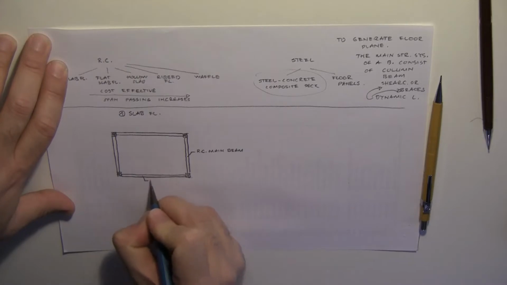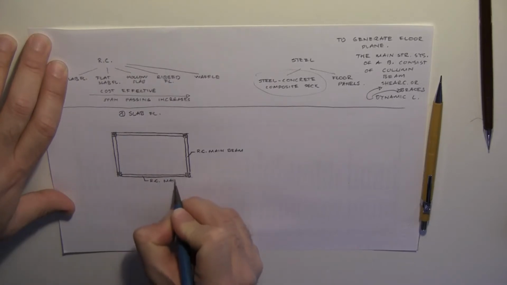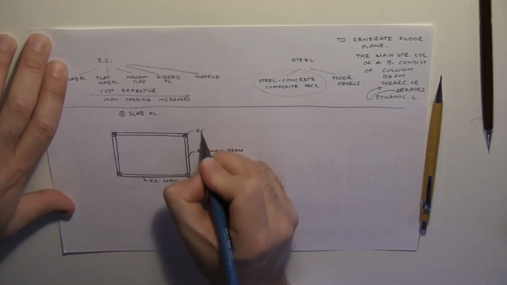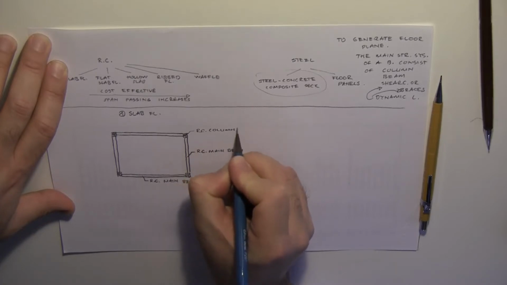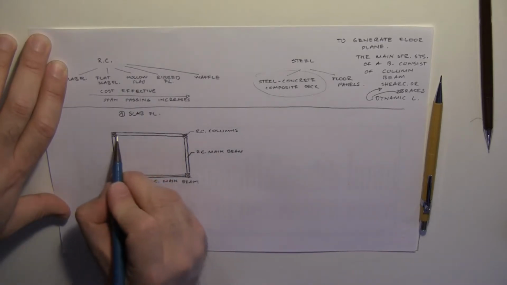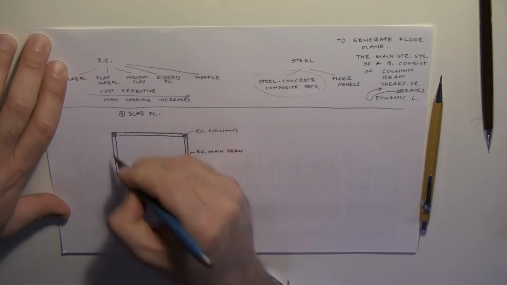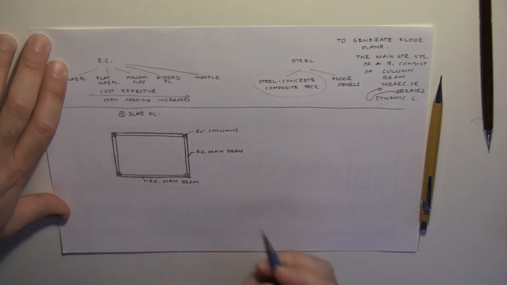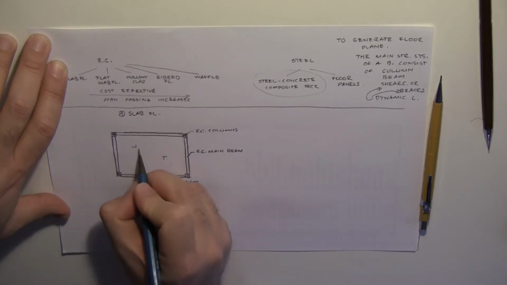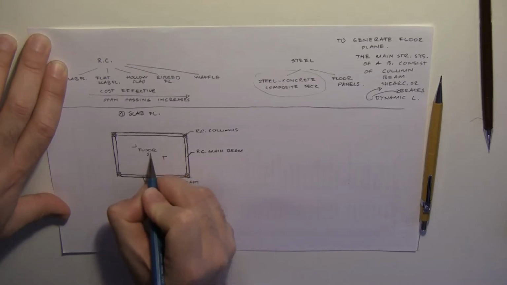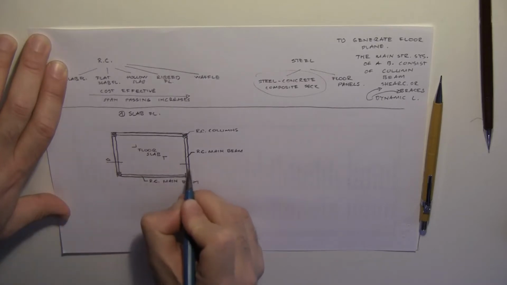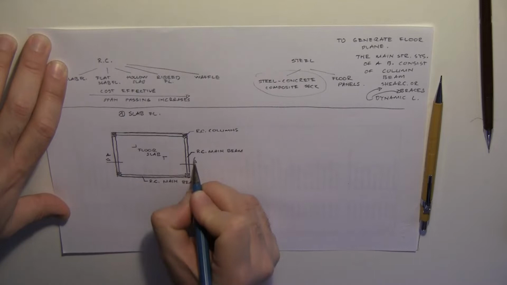We have another reinforced concrete main beam here, and we have reinforced concrete columns here. These columns carry the main beams, and the main beams carry the floor slab made of reinforced concrete. That floor slab is located here, so I'm going to write that this is the floor slab. Let's immediately draw a section passing from here and there, and name it AA section.